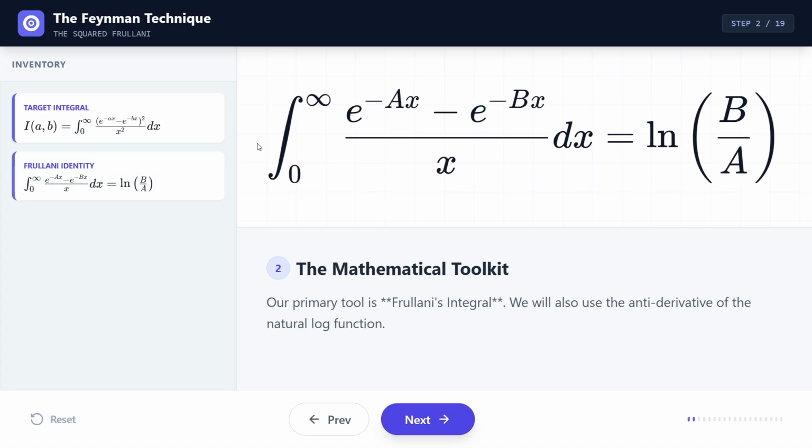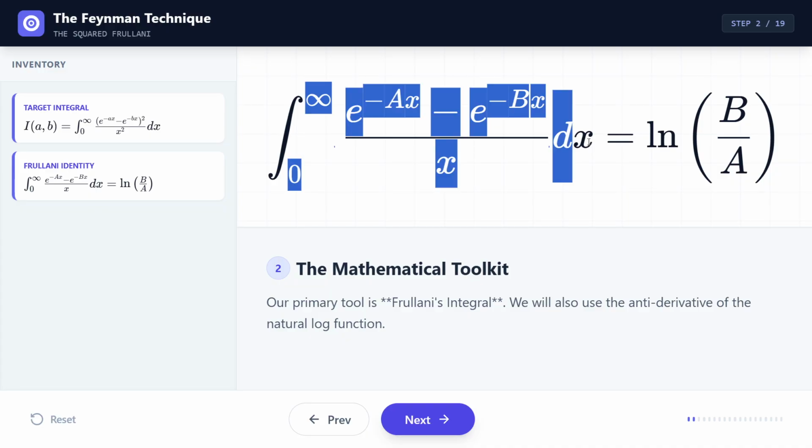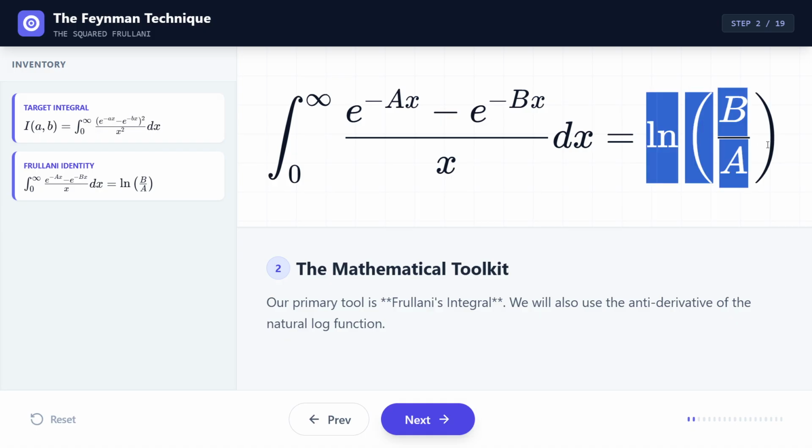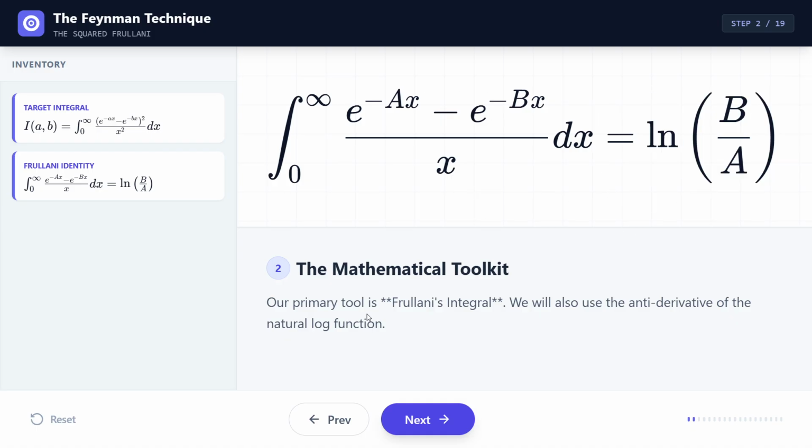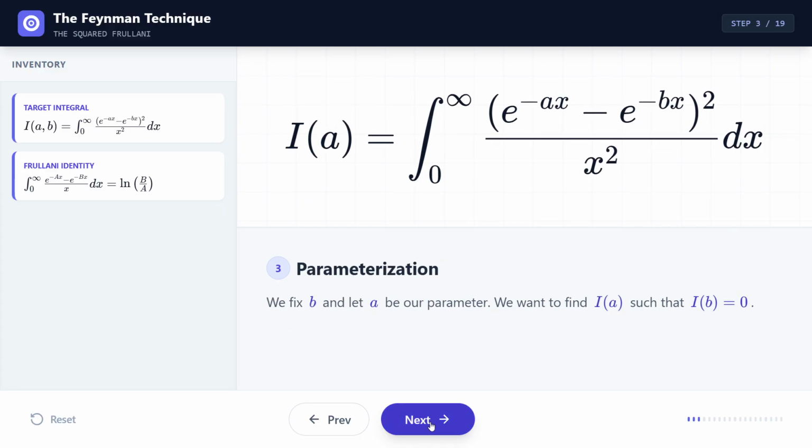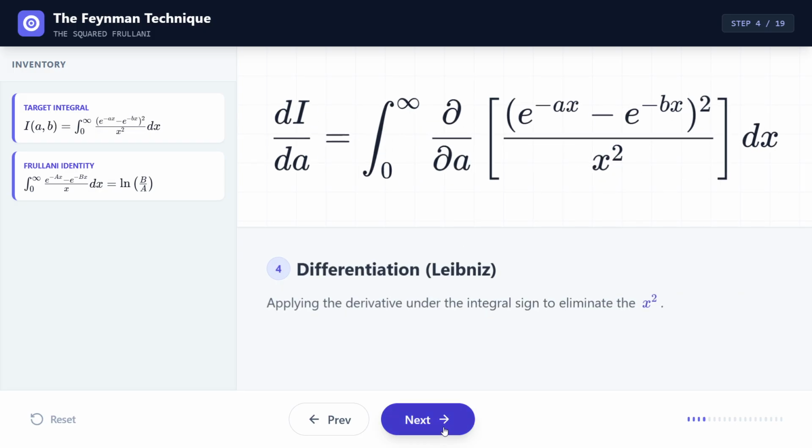All right, so first let's recall this formula that we derived very early on in this process. I believe it was one of the first formulas we derived using Feynman integration. So any integral of this form is going to evaluate to the natural log of our parameter b over our parameter a. Now let's define our target integral as a function of a, and we'll let b be some arbitrary constant. And we'll notice that I of b is 0.